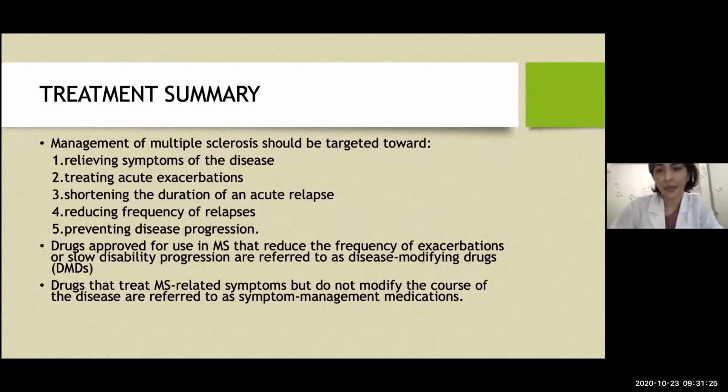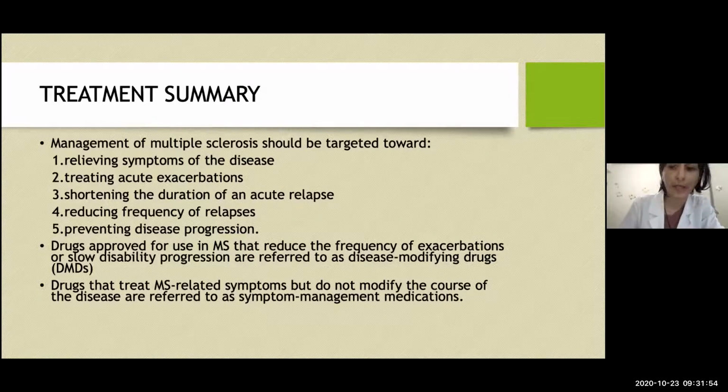So, treatment summary. Treatment should be targeted toward relieving symptoms, treating acute exacerbations, shortening the duration of an acute relapse, reducing the frequency of these relapses, and preventing disease progression. Drugs that reduce the frequency of exacerbation or slow progression are referred to as disease modifying drugs. They can be further classified as immunomodulating or immunosuppressive drugs. Some of these immunosuppressants are also FDA approved as antineoplastic agents.